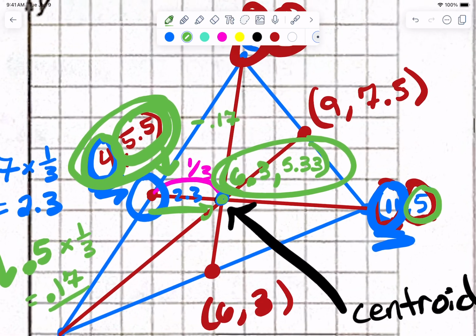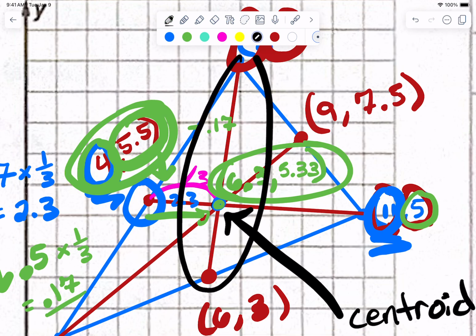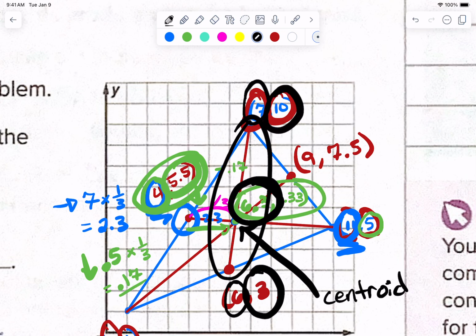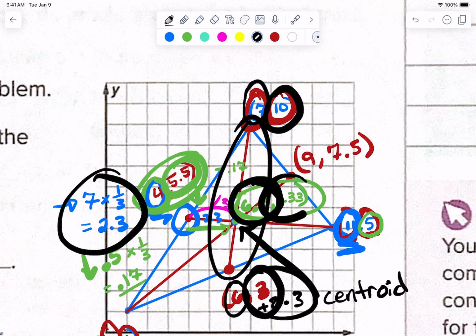Now, we could have gone this direction. From 6 to 7 is 1 unit, but I only want to go a third of the way, which is 0.3, and that lands me at 6.3. From 3 to 10, that's 7 units. But if I take a third of 7, that's 2.3, and if I add 2.3 onto 3, that gets me 5.33. Does that make sense? I could have done it with any of the medians. I just did that one because it was easier to look at straight across. Got it? What a mess.